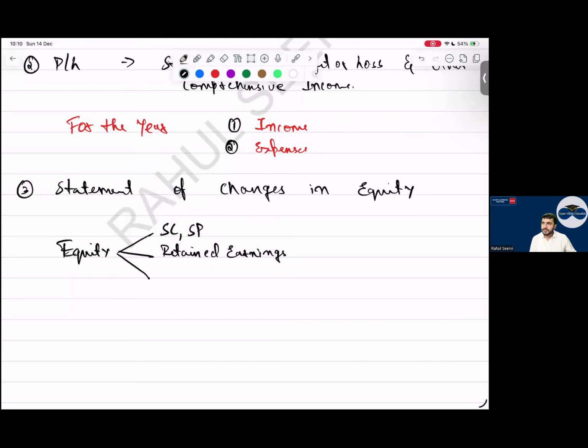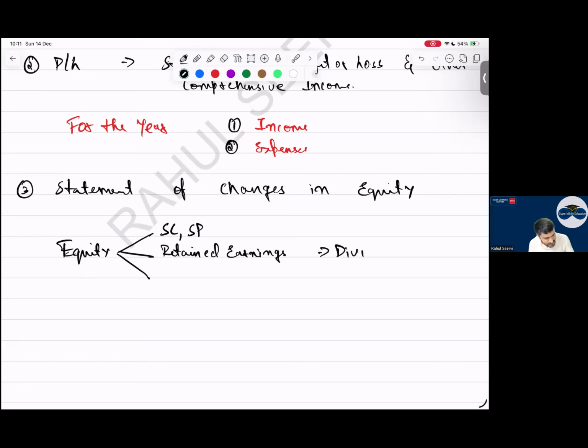P&L balance transferred to retained earnings. Yes. Can I say whatever profit we make, we are transferring that to retained earnings. This retained earnings belongs to whom? To the owners, the shareholders. From this only dividend is paid, no?